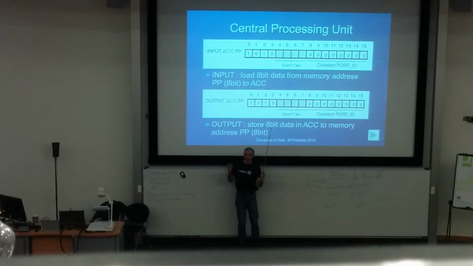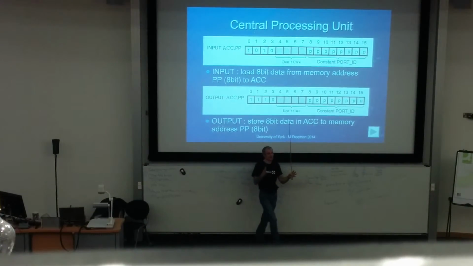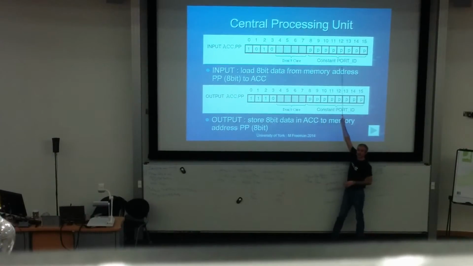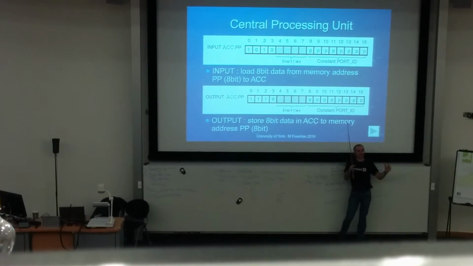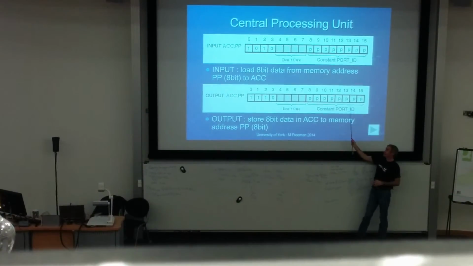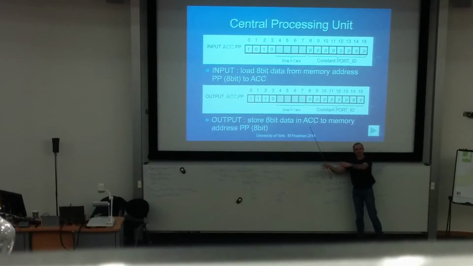Again, we know the addressable width of that memory is 8 bits, giving 256 storage locations. So I need 8 bits within the instruction to say which memory location I want to read or write. Here, where it says port, that is the address identification bit string for where in memory I want to read or write to.